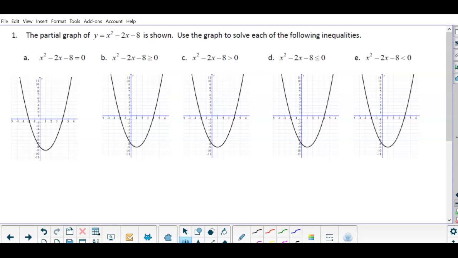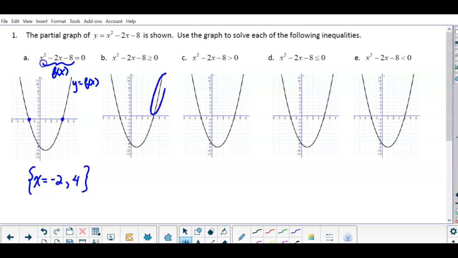So here we're looking for, so this is your function. If we call this f of x, then this is y equals f of x graphed. When is it equal to 0? You're just looking for your x-intercepts. So x equals -2 and 4. Those are your solutions. The next one, where is it greater than or equal to 0?